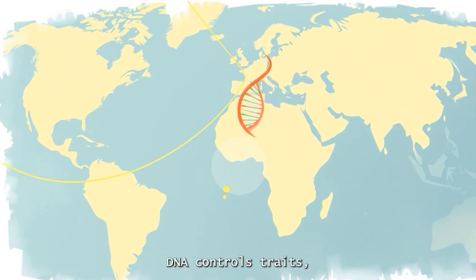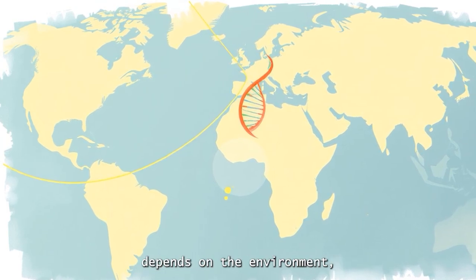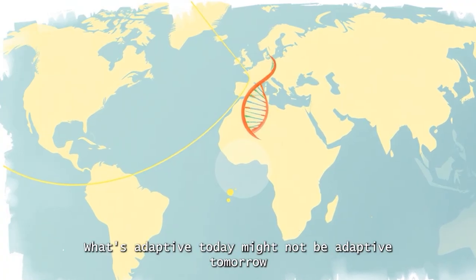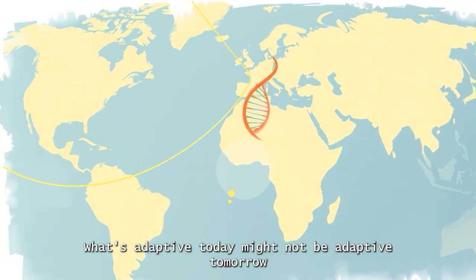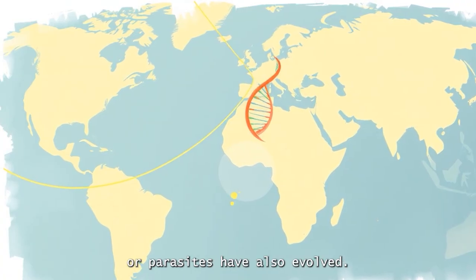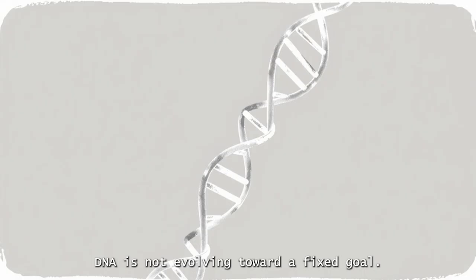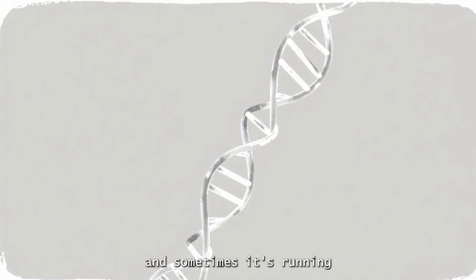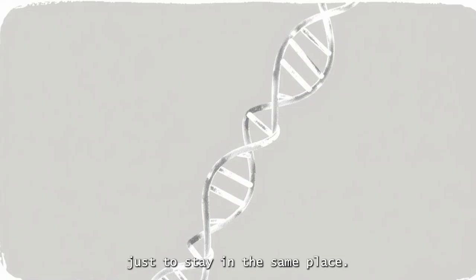DNA controls traits, but the value of those traits depends on the environment, including the other organisms you're interacting with. What's adaptive today might not be adaptive tomorrow if your competitors or predators or parasites have also evolved. DNA is not evolving toward a fixed goal. It's evolving in a changing landscape, and sometimes it's running just to stay in the same place.